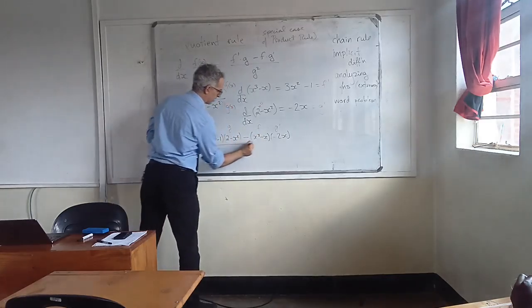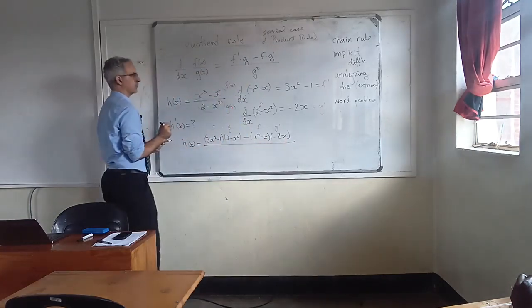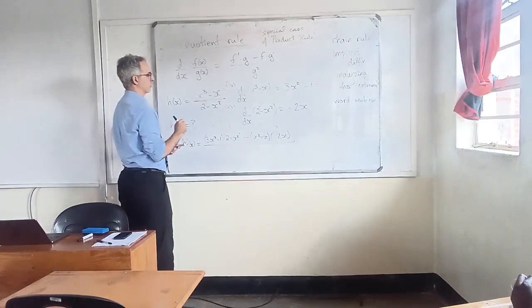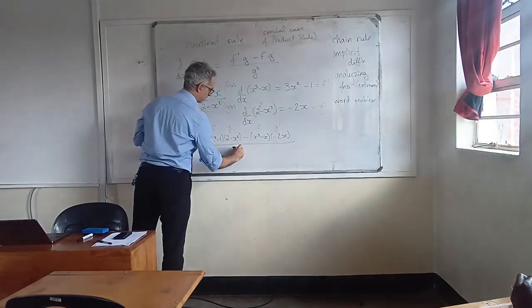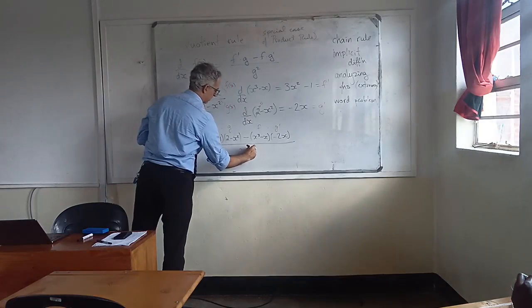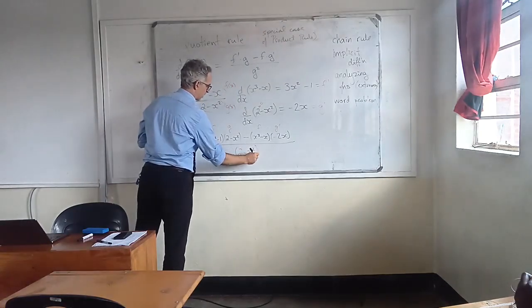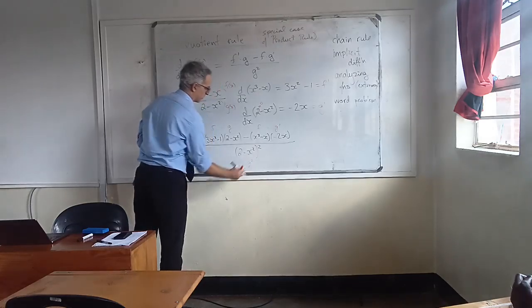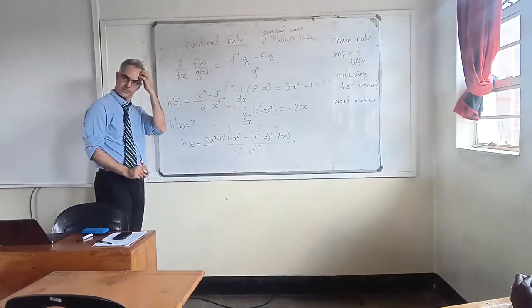Now we have to divide all of this by g squared. So g again is this, 2 minus x squared, and all of that squared. So this is g squared. Right?